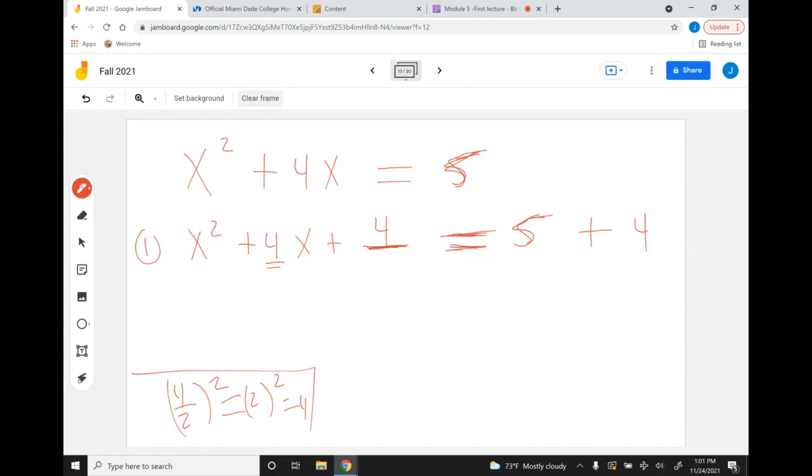So, of course, here I get 9. Here, what do I have? I have x plus 2 squared. Did I do that too fast? Let me remind you. Instead of writing x squared, you write x. This here tells you what the next sign is, and the square root of 4 is 2. There it is. A square. So now I can use the square root property, which is what I did before. Okay, so how do I do that? Take the square root of both sides.